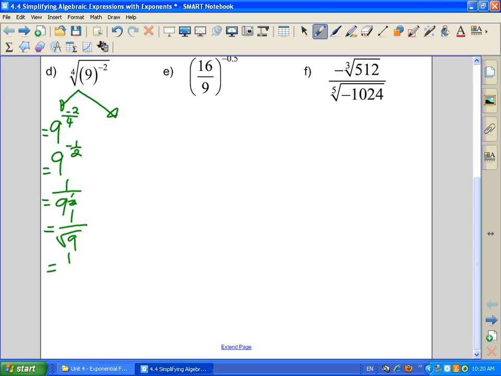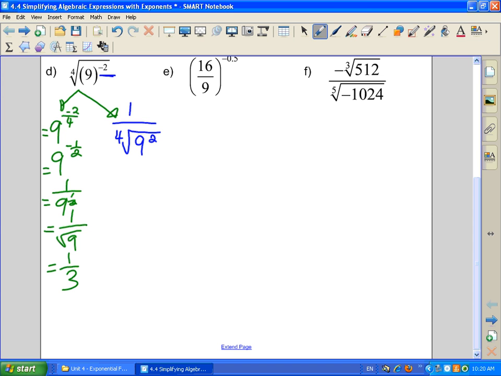And that becomes 1 over 3. That's one way you could have solved it. The second way is to leave it in radical form and first realize, hey, I've got a negative exponent here. So how do I address that? I'm going to make it 1 over 4 to the 9 squared.